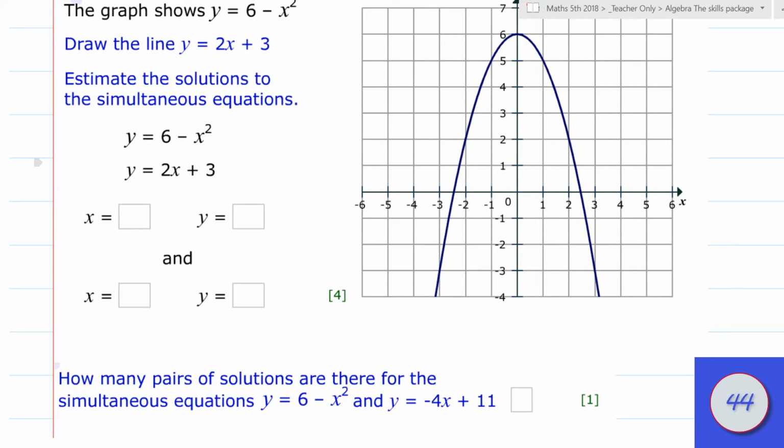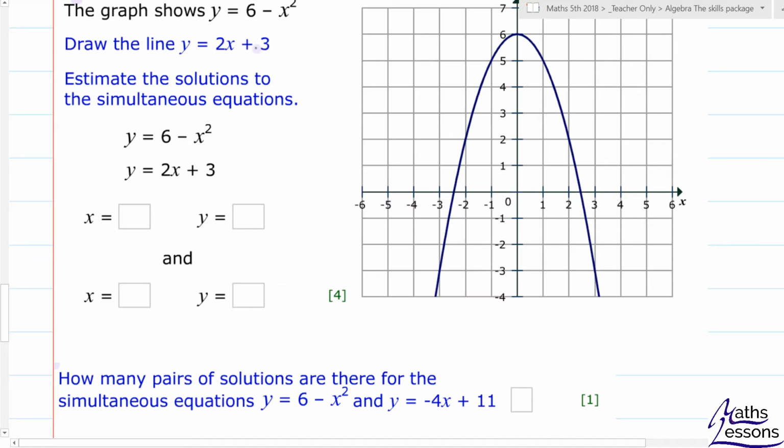Right, somebody spotted the mistake. I'll go back and check it. Thank you for that. Right, let's just finish this one first, and then we'll go back and check the mistake.